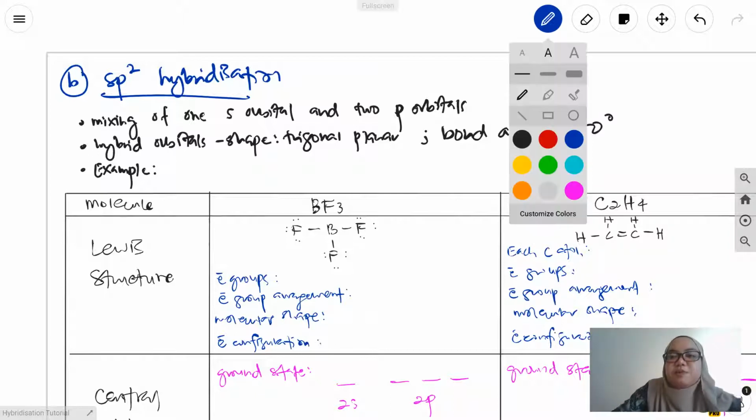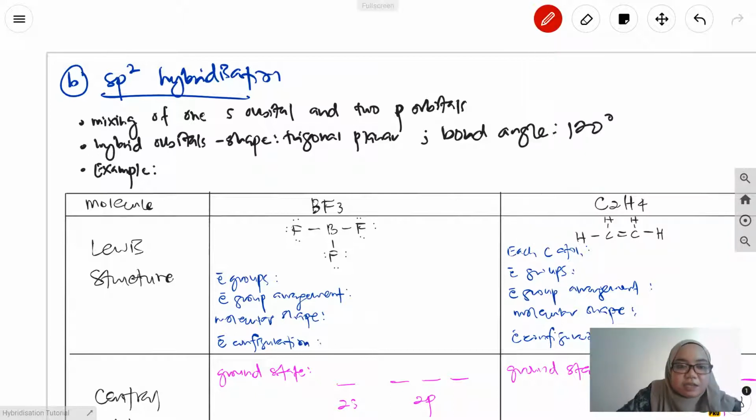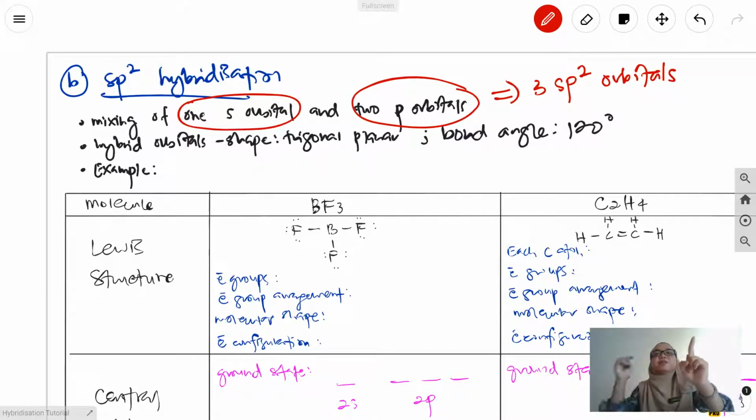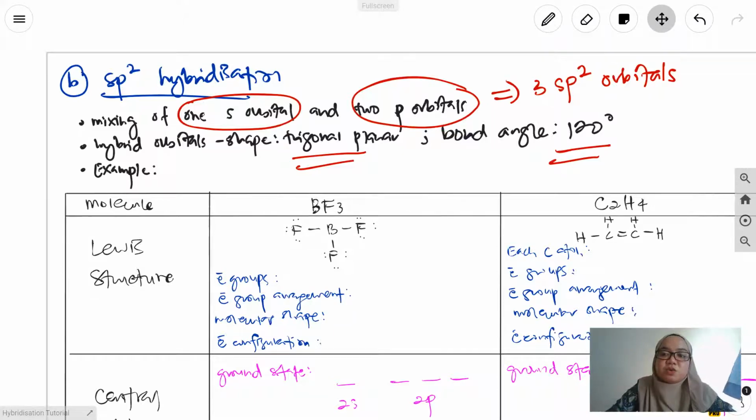Okay, sp2 hybridization is the mixing of one s orbital and two p orbitals to form three sp2 orbitals. So one s orbital plus two p orbitals will form three sp2 orbitals. The shape of these hybrid orbitals is trigonal planar and it has a bond angle of 120 degrees. So let's look at the example shown.